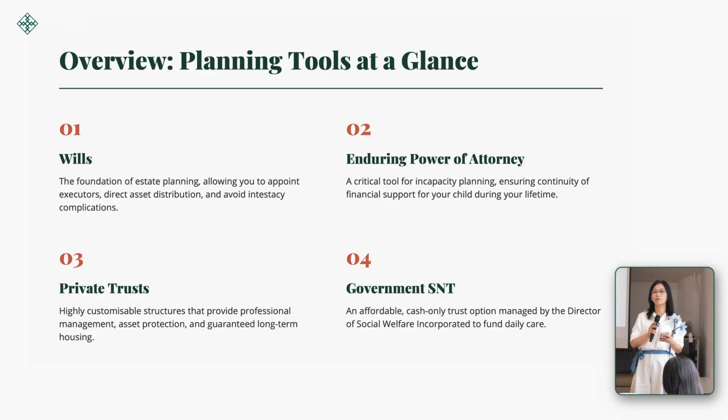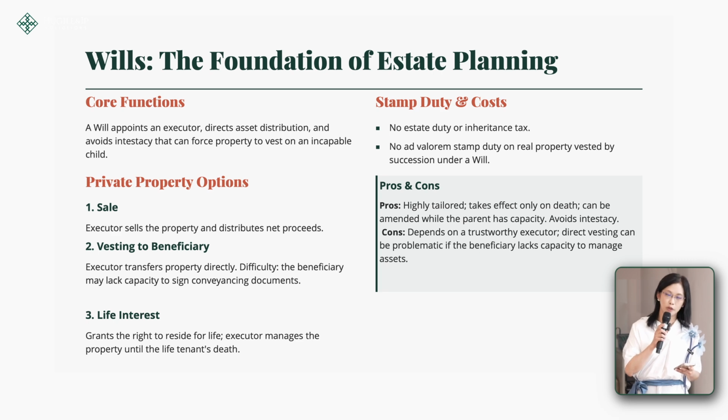And these tools are not mutually exclusive. In fact, the most well-structured plans work together hand in hand. So with an overview of this in mind, I will guide you through more details for each of the options. Let's begin with the will. A will performs 3 functions. It appoints the executors, it directs how your assets are distributed, and perhaps most importantly for families in this room, it helps you to avoid intestacy. So why does intestacy matter so much in this context?